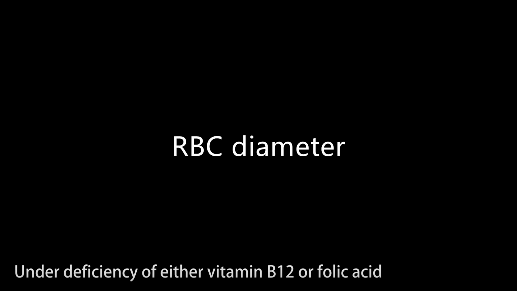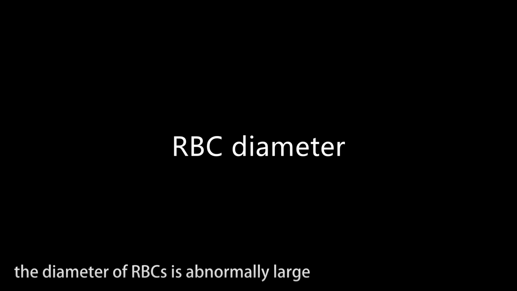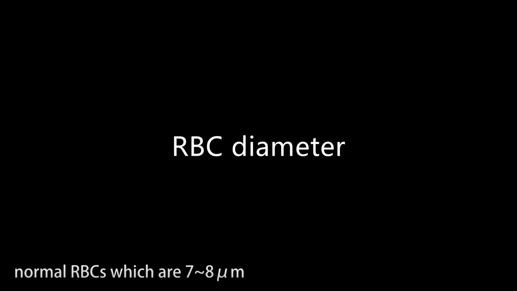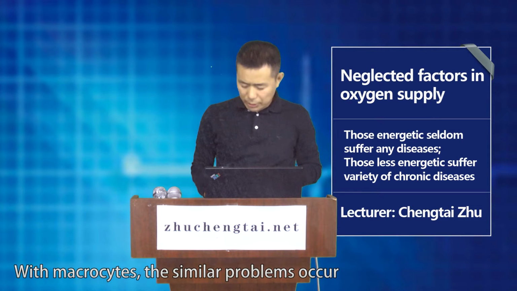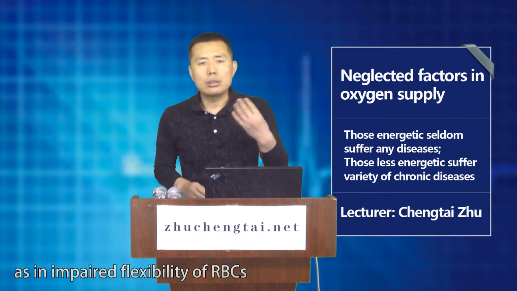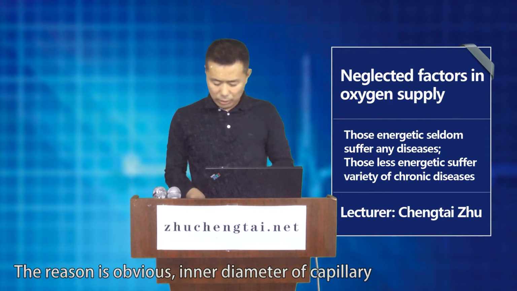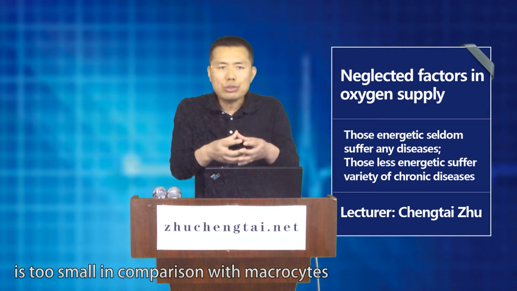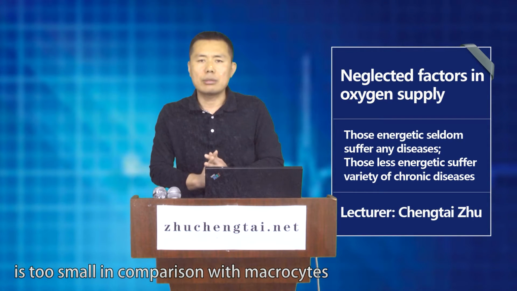Under deficiency of either vitamin B12 or folic acid, the diameter of RBC is abnormally large upon their maturation, called macrocytes, more than 10 micrometer, at least 25% larger than normal RBCs, which are 7 to 8 micrometer only. With macrocytes, a similar problem occurs as in impaired flexibility of RBCs. The reason is obvious. The inner diameter of a capillary is too small in comparison with macrocytes.